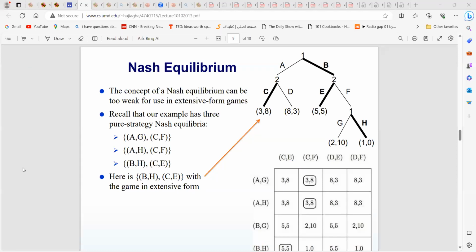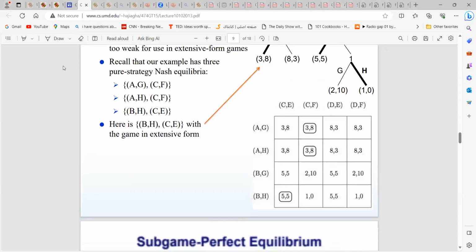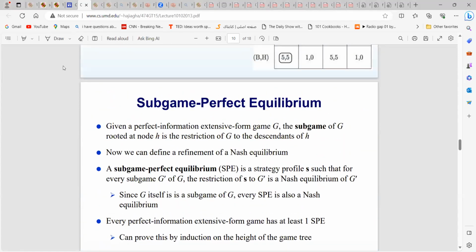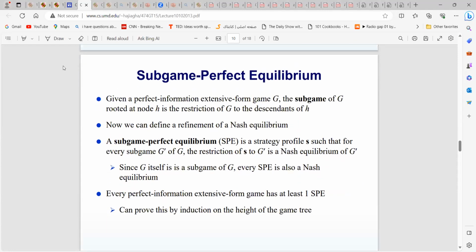And what is the specific thing that you want to talk about? These are some kind of special pure Nash equilibria that we want to talk about. And these are subgame perfect equilibria.